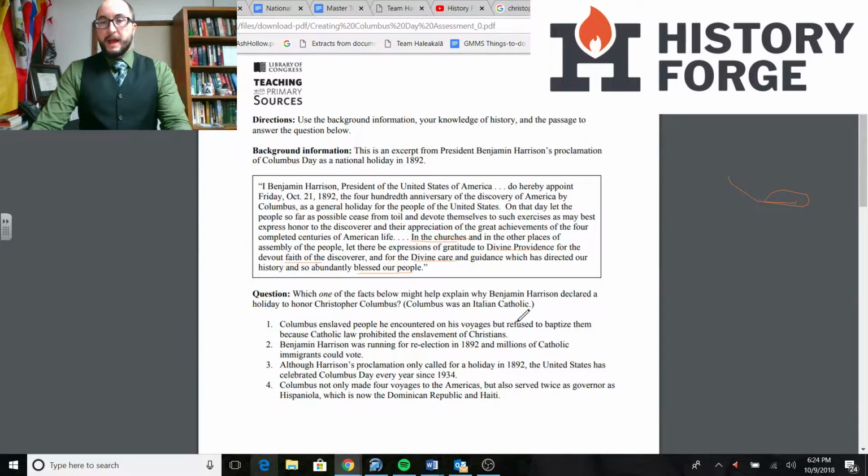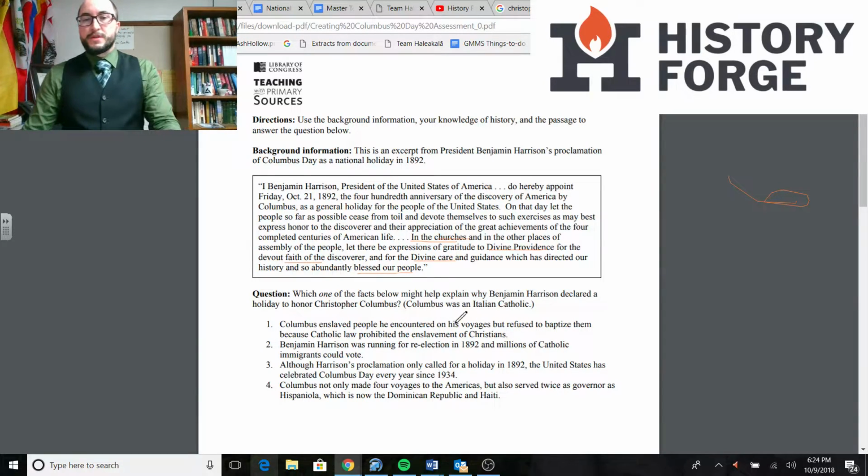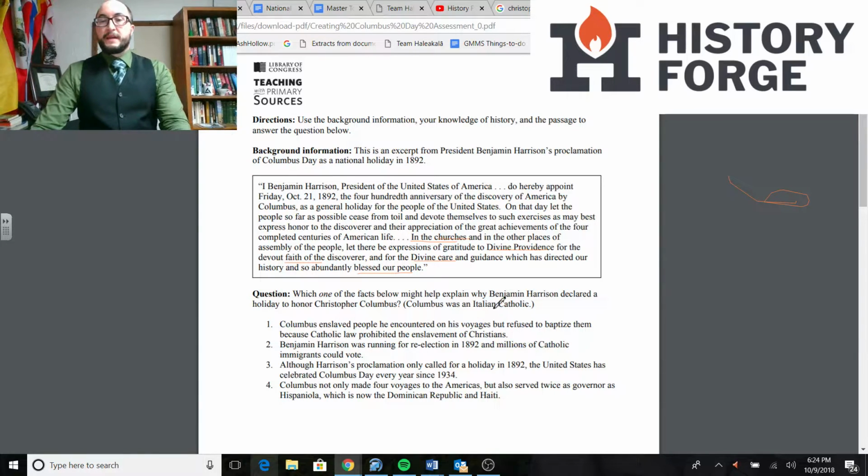Columbus was an Italian Catholic. So in parentheses, it gives us a little extra information. Columbus was a person who was an Italian Catholic. Now again, we need to choose the one fact that best connects to the primary source. So again, why do we think Benjamin Harrison wanted to celebrate Columbus Day in 1892? Is it just because he thought it'd be a cool thing to do, or is there something more going on here? Let's take a look.